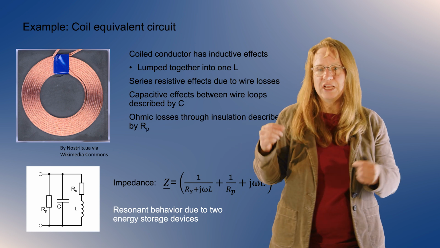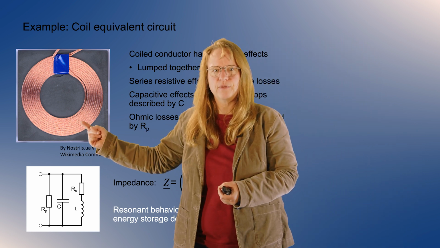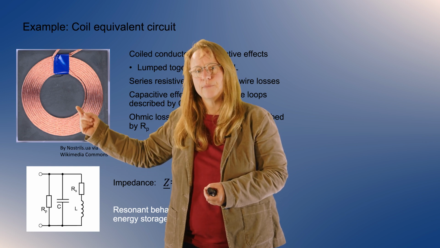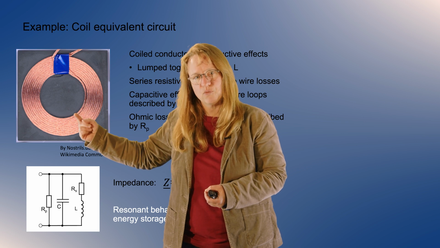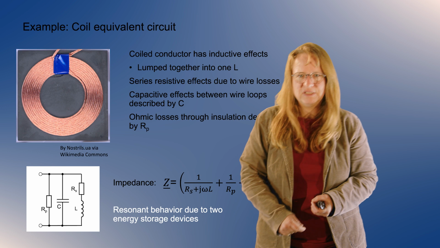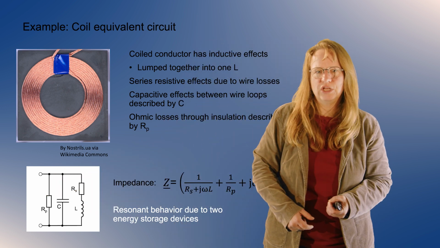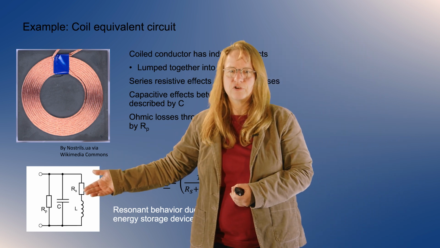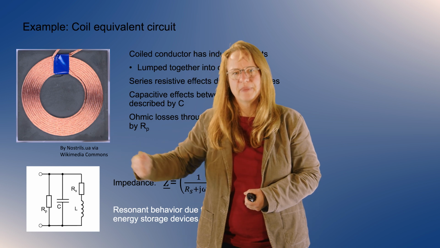And so no insulation is really perfect, so there might be some loss where you have some small current flowing through the insulation from one wire to the next in the radial direction. And that would mean you have a parallel resistive effect, and that is given by this parallel resistance down here. So this would be a more complete equivalent circuit model of such a simple coil as the one shown here.